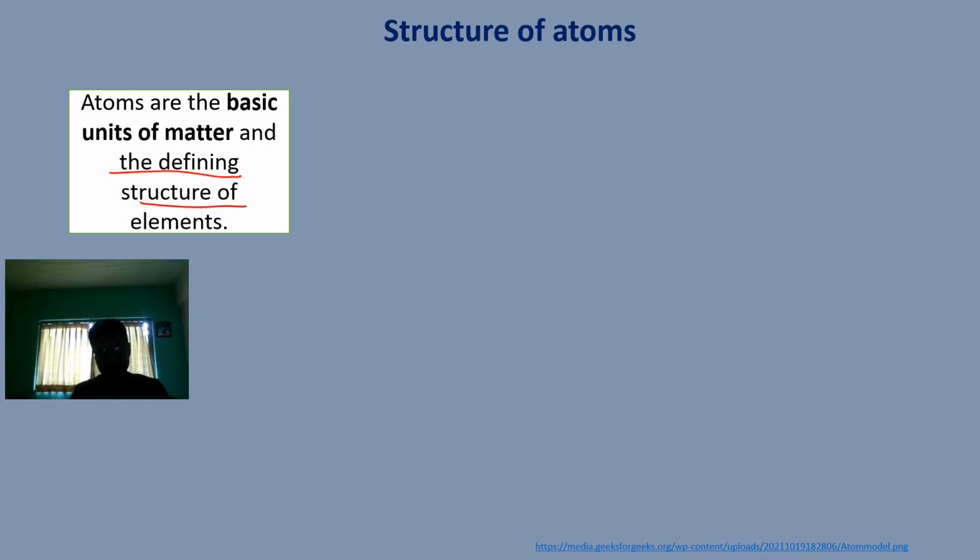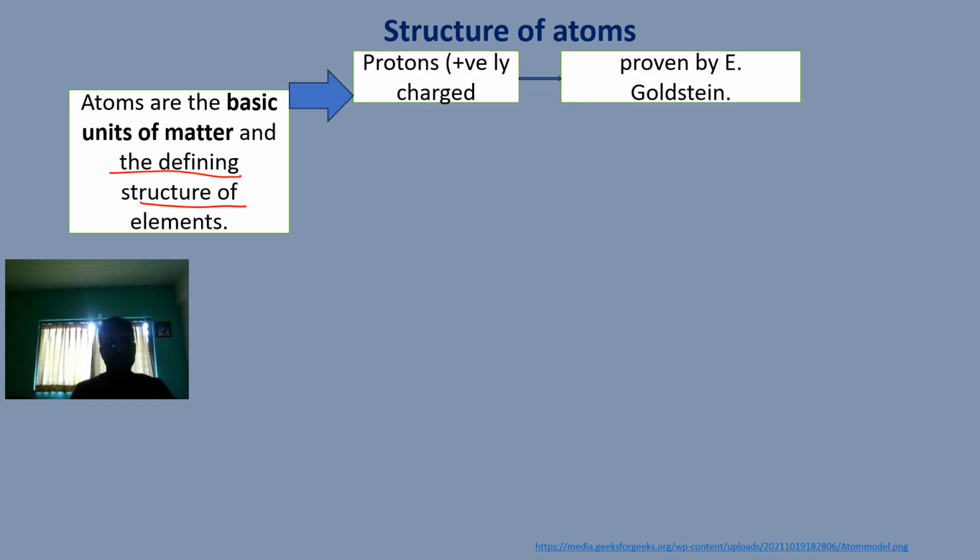Now, what is the structure? What does it contain? It contains mainly three different particles present inside the atom. First one is proton, that is positively charged, and that was basically proved with a different experiment by E. Goldstein. That was proved in the 18th century. At that time, he proved what the atom is made up of.